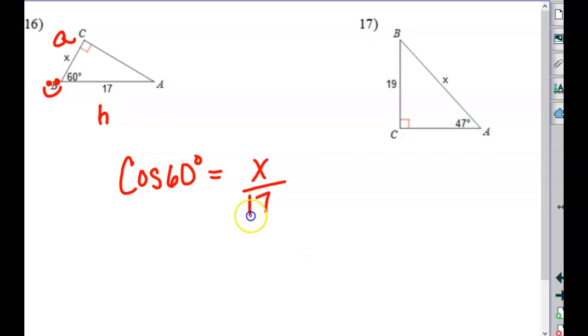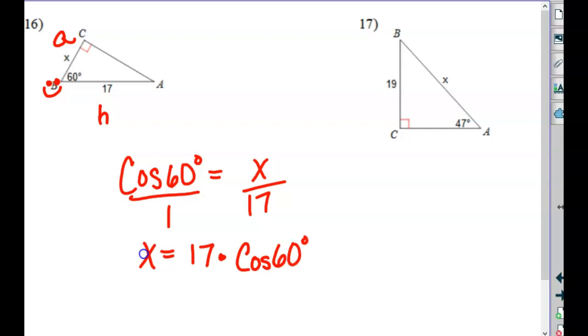Adjacent over hypotenuse. This time, when we cross multiply, we just get 1x equals 17 times the cosine of 60. The cosine of 60 is something you're going to have memorized. Okay. If you type this in, let me review the 30, 60, 90s.